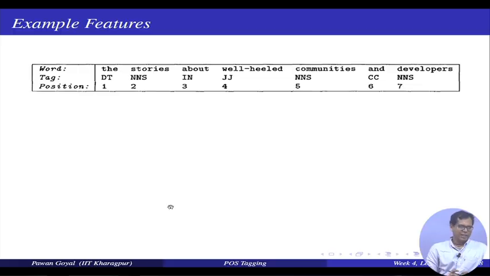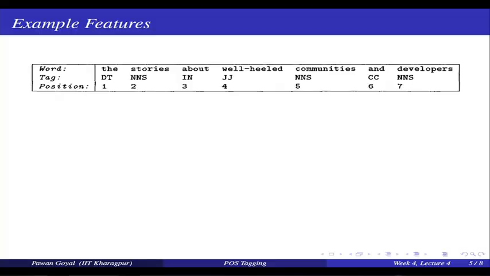So this is one context. I have a sentence, "the stories about well-heeled communities and developers," and the tags are DT, NN and so on. The part of speech tags are given to me, so this is from my labeled data. Now what are the values these features will take?